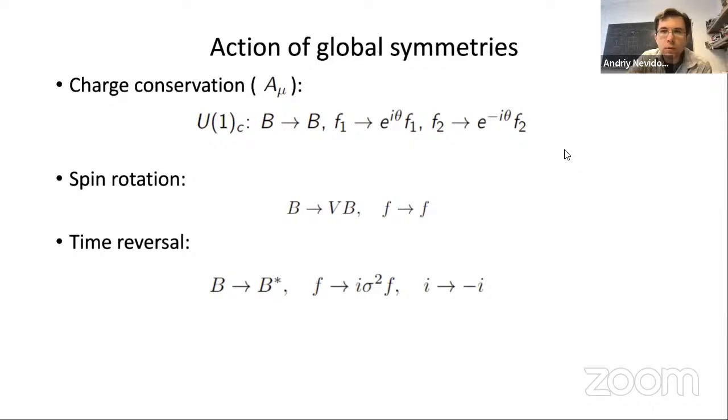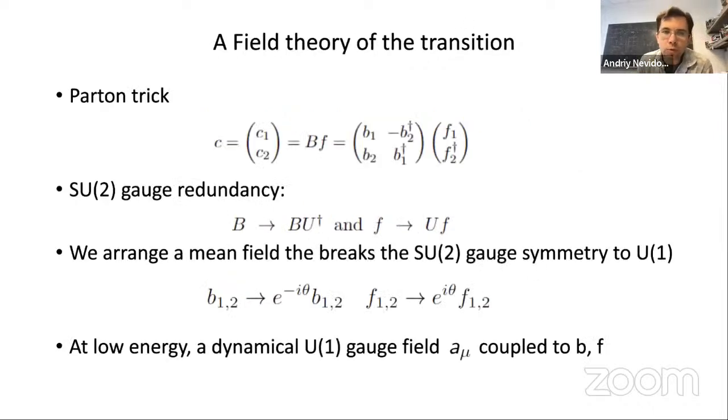Sorry, Wilson, one quick confirmation. The indices 1 and 2, are they the two sublattices of a honeycomb lattice? Oh, sorry. So here it should be regarded as the spin index. Oh, these are spin indices. Yeah. So the electron is a spin doublet, and you can regard it as a spin up and a spin down.